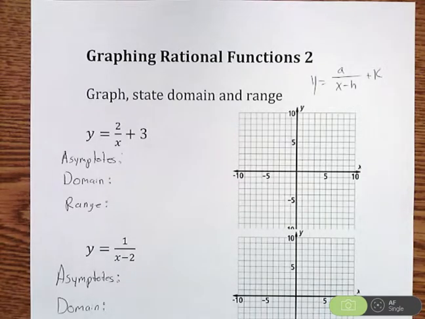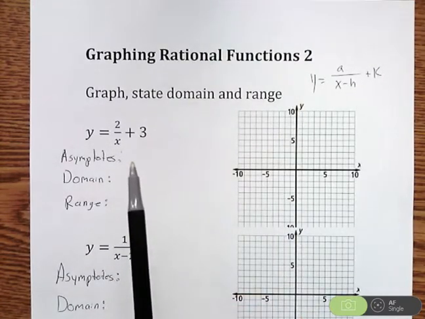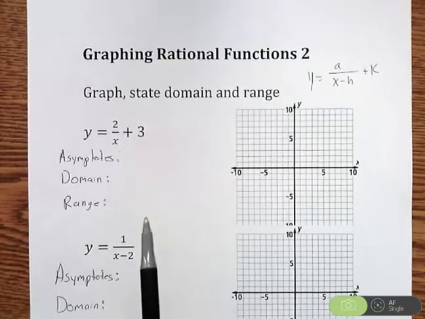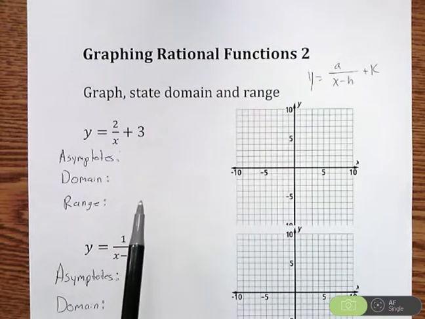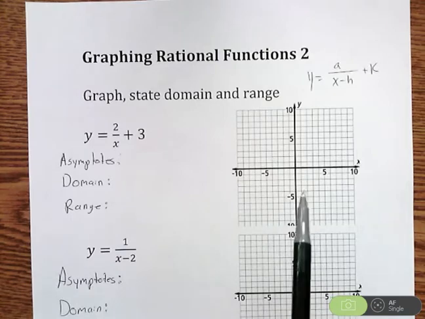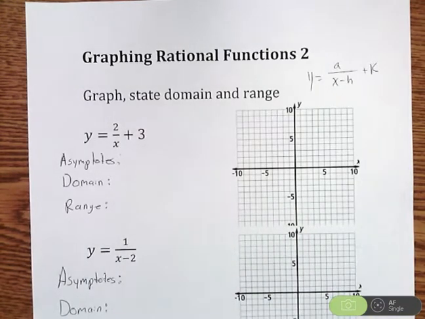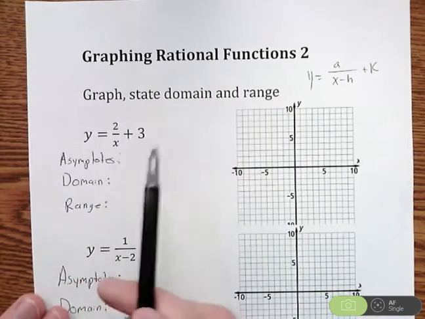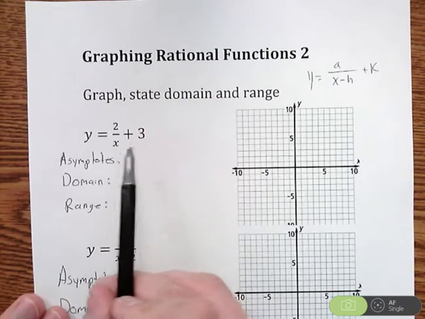Alright, this is my second video on graphing rational functions. If you're not familiar with the basics, you need to watch Graphing Rational Functions 1. That'll talk about asymptotes, domain, and range, and the basics behind how those work, the basic look of the graph, and all those different pieces. So we're going to start adding a few more pieces to our rational functions.